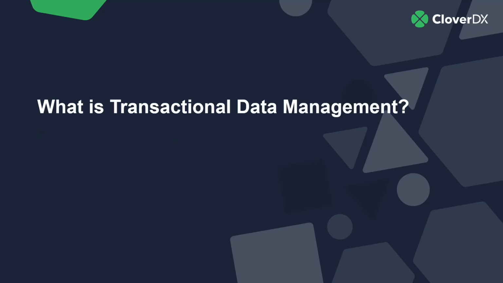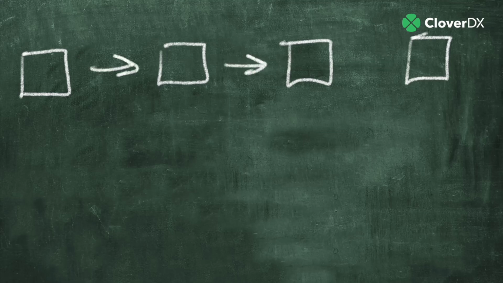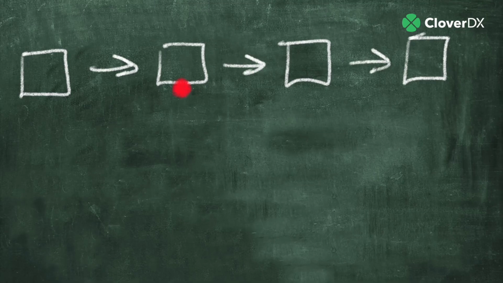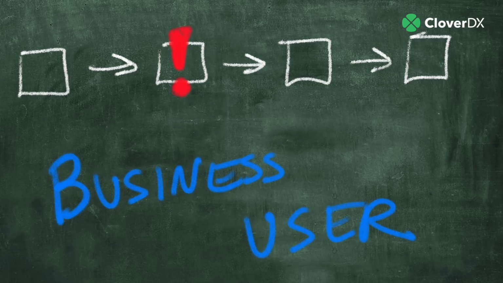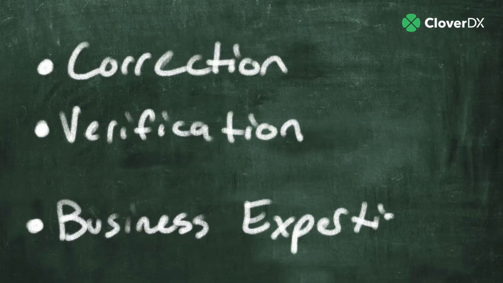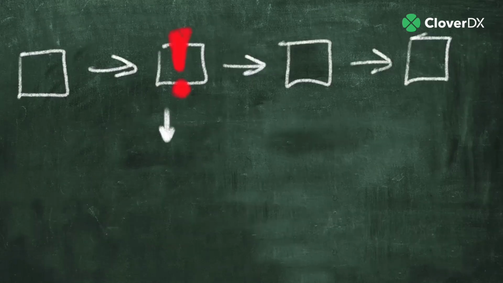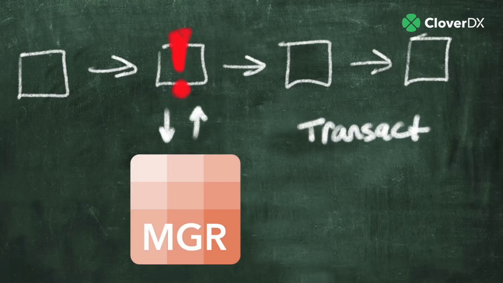What is transactional data management? Well, hopefully most of your company's data is nicely automated by your data engineers who've created wonderful pipelines for it. But inevitably, there's going to be some need for accountants, business analysts, non-technical people, who I will call business users, to get their hands on some of the data, to correct it or verify it or apply their business expertise to it before it can go back into the data flow. You can do that quickly and efficiently with Data Manager and what we call transactional data sets.